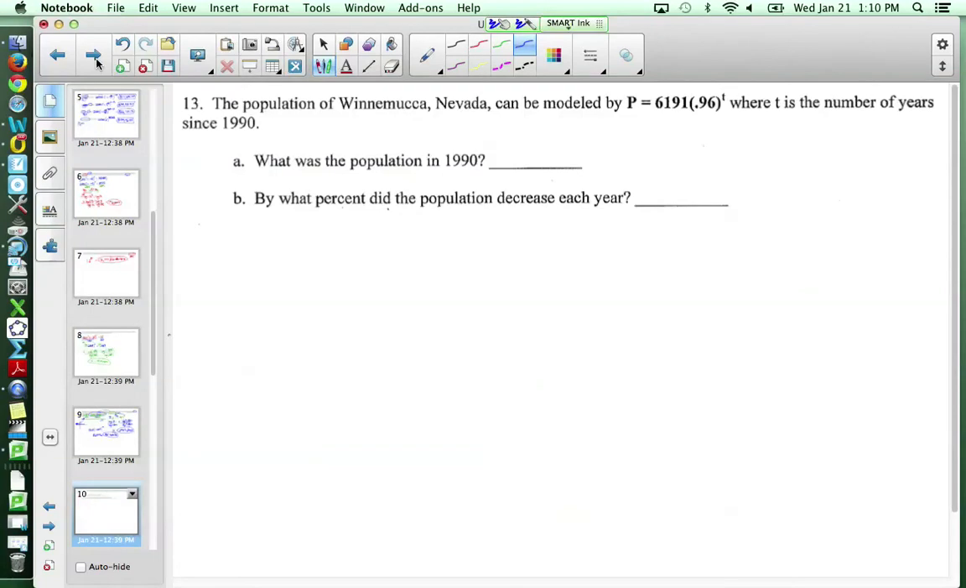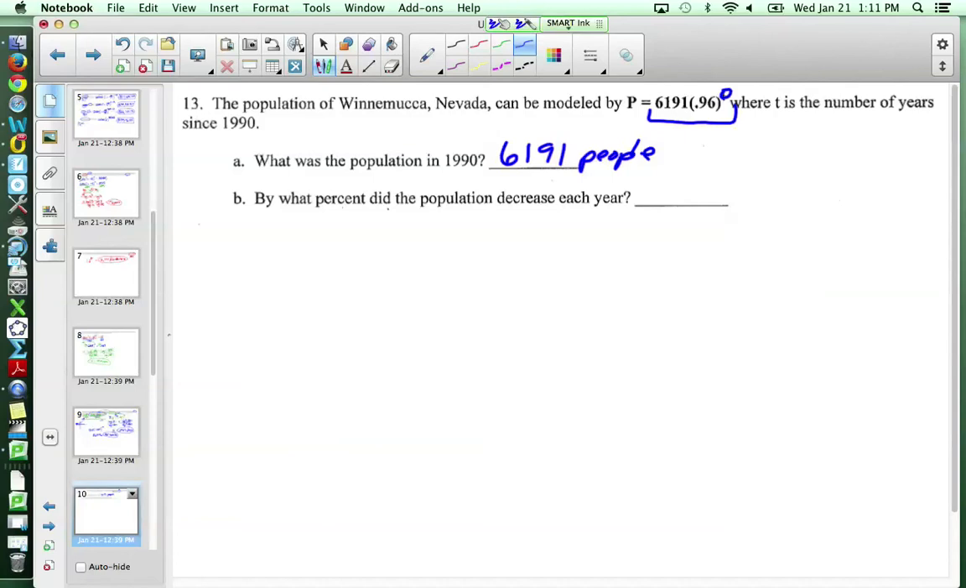So population equation, 6,191 times 0.96 to the t. What was the population in 1990? That's t equals 0. 0.96 to the 0 power is just equal to 1. So my initial population was 6,191 people.